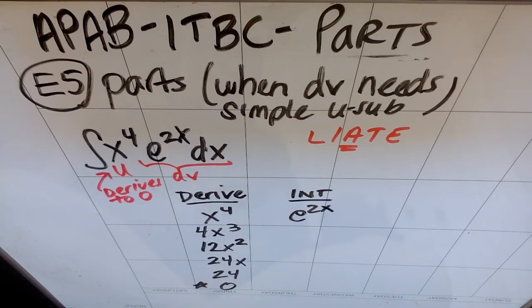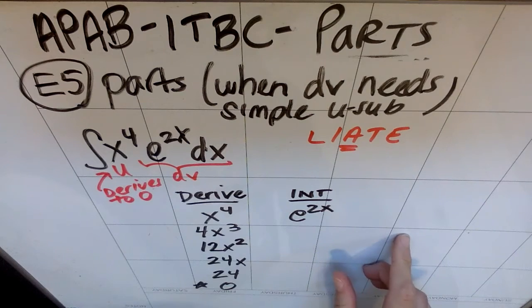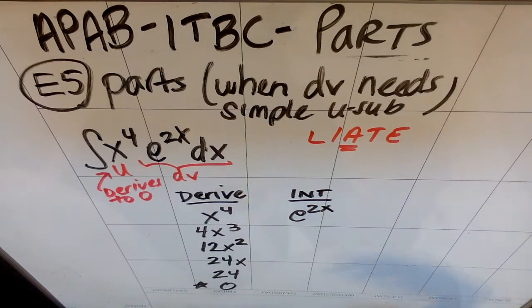Okay, so now here's the part where the whole reason I mentioned that the dv needs simple u sub. If you were to integrate e to the 2x, well, let's start with deriving e to the 2x. Because of the chain rule, every time you derive e to the 2x, you'd end up multiplying by 2. Similarly, if you're integrating e to the 2x, every time you integrate, because of that sort of reverse chain rule, you'd have to divide by 2. That's essentially simple u sub, but it's a lot easier if you can spot the pattern.